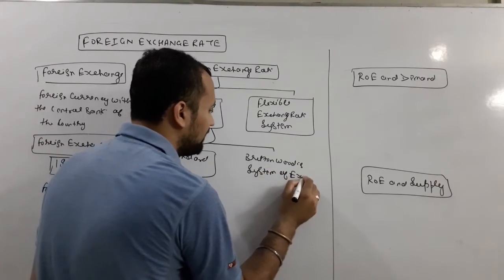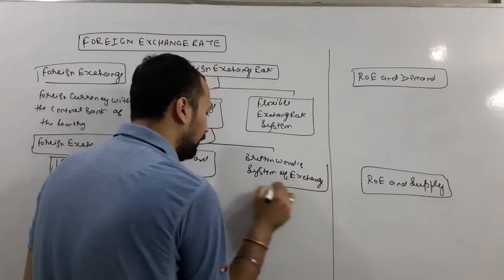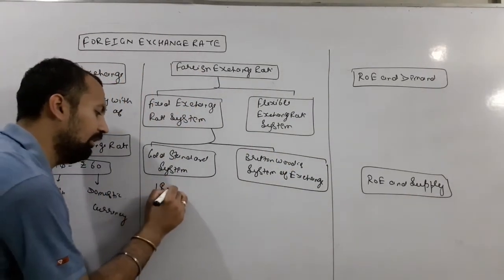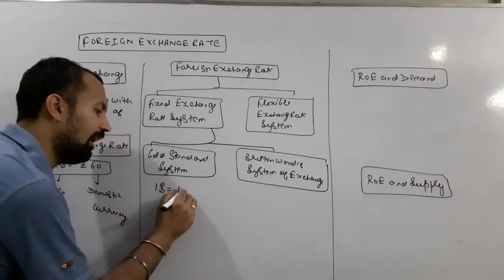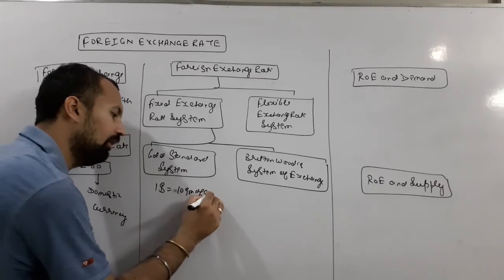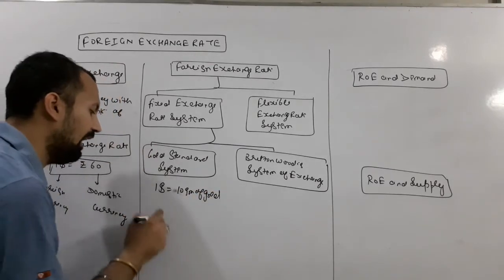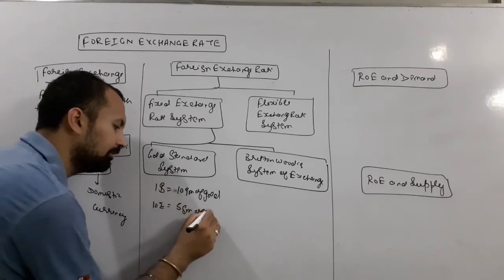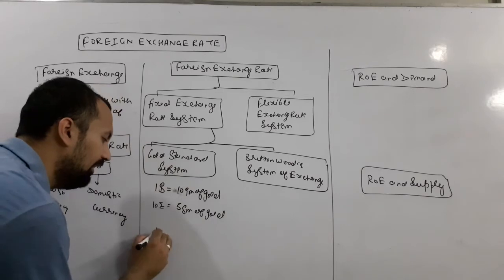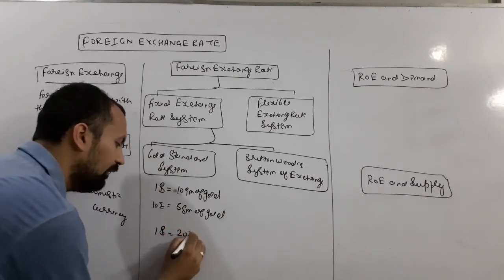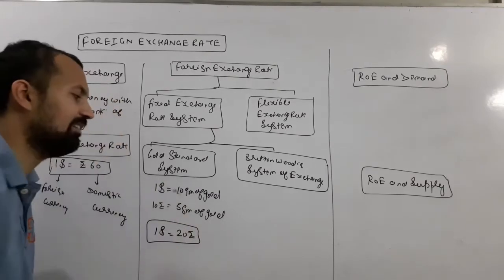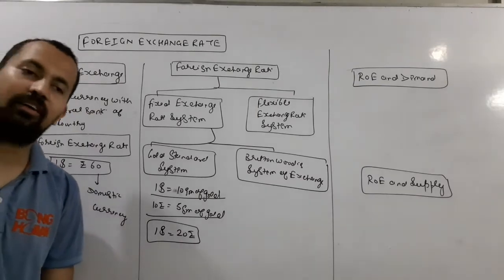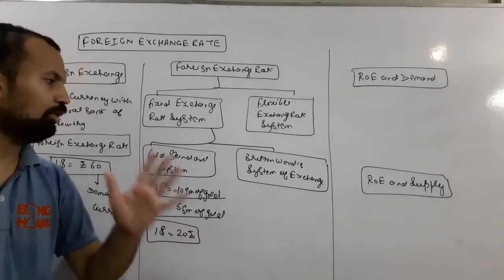What does the gold standard system denote? Gold standard system denotes that all currencies are valued in terms of gold. Just an example, $1 equals 10 grams of gold and 10 rupees equals 5 grams of gold. It means that $1 equals 20 rupees. It was just an example. How to determine the exchange rate? Exchange rate can be determined on the basis of the value of gold in that particular country. So the exchange rate is $1 equals 20 rupees.